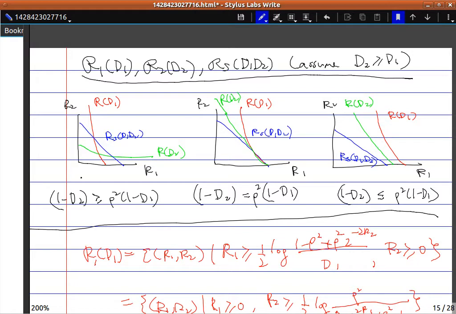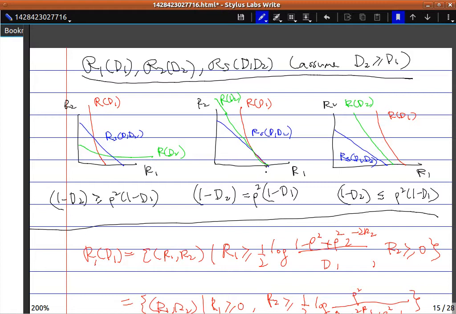So if 1 minus D2 is bigger than this quantity here, then we will have this R D1 and the intersection will look like that. If this is exactly equal, then the three boundaries of the regions overlap at the point here.